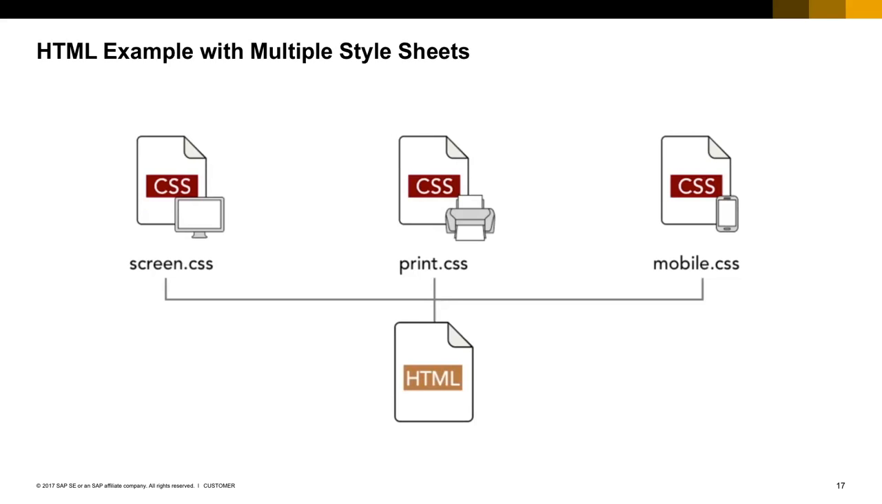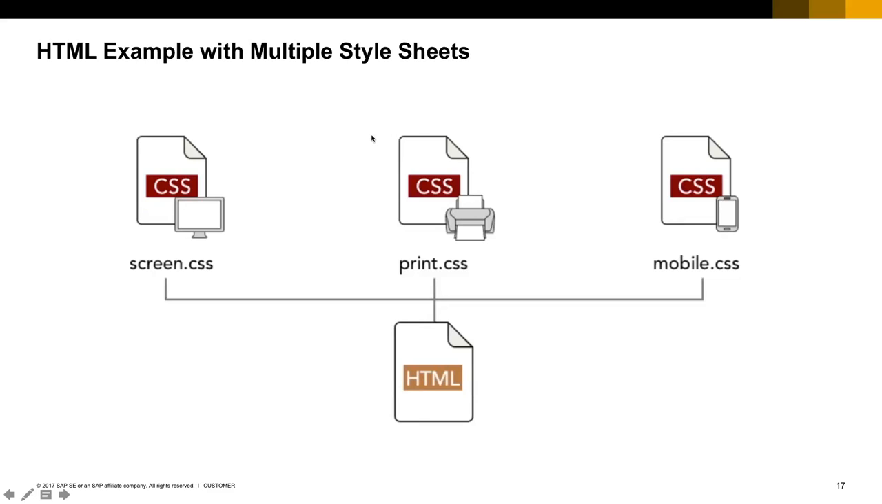Then the same thing for the mobile CSS. For example, you could have one cascading style sheet optimizing the presentation of your application for mobile devices, only showing what is relevant, preparing the content to fit on a smaller screen.